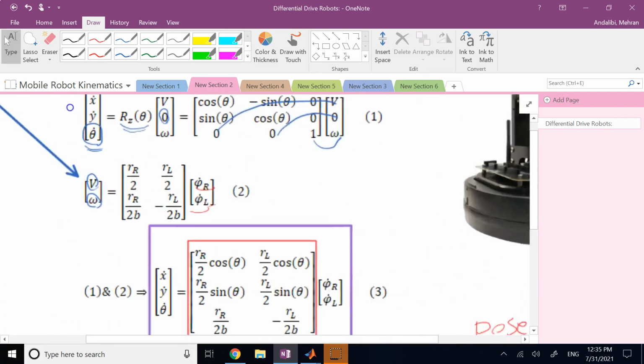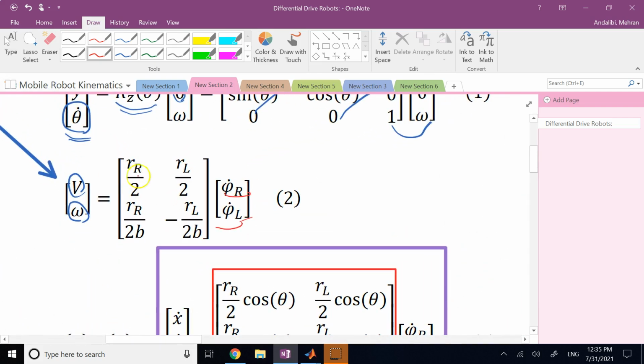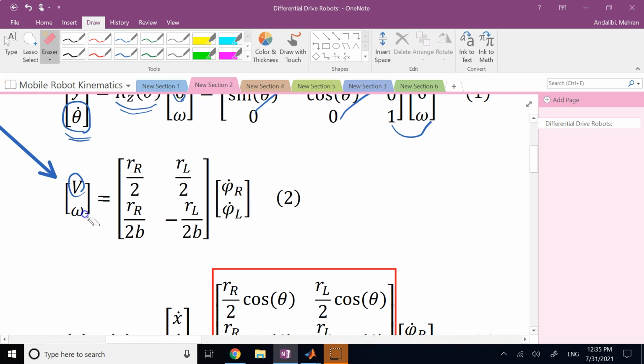And that's exactly what you get here if you multiply the first row by the column of the joint velocities. That will give you V, right? Because here you can see when I multiply the first row by the column vector on the right side and add them together, that's the relation we just derived for V. So you clearly see that, right? That's what you have. Radius right, phi dot right plus radius left, phi dot left, the whole thing divided by 2. So the first row is that.